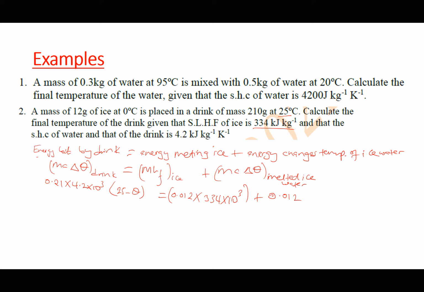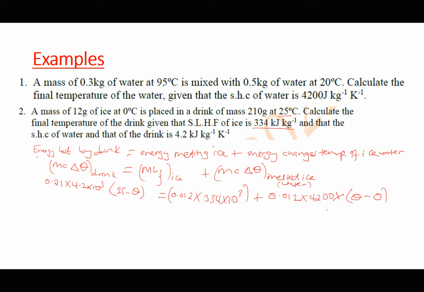We can assume that the mass does not change much when ice melts to become melted ice or water. So this is 0.012 multiplied by specific capacity of water. Of course, this is 4,200, that is known. And the change in temperature, now the temperature of melted ice will be theta, it will be above zero. So theta, the change in temperature will be theta minus 0. I'm not going to simplify this, I'm just going to press my calculator at once. So you can also check.